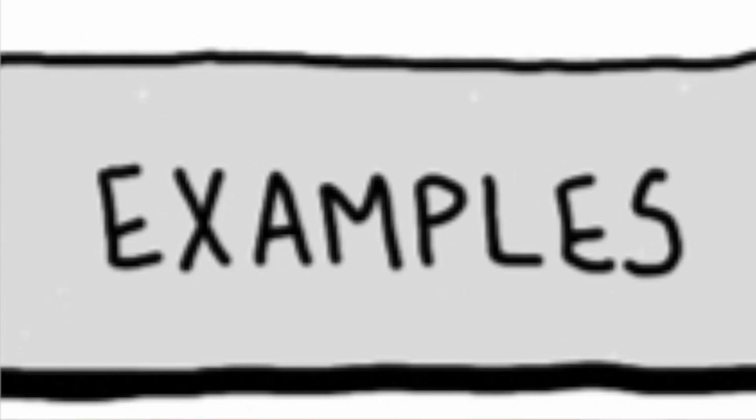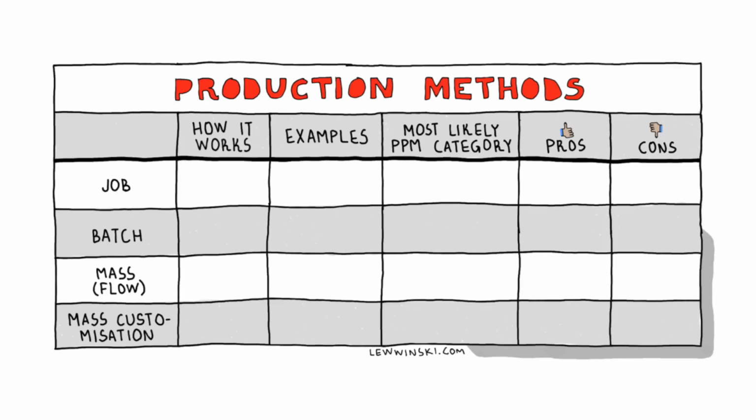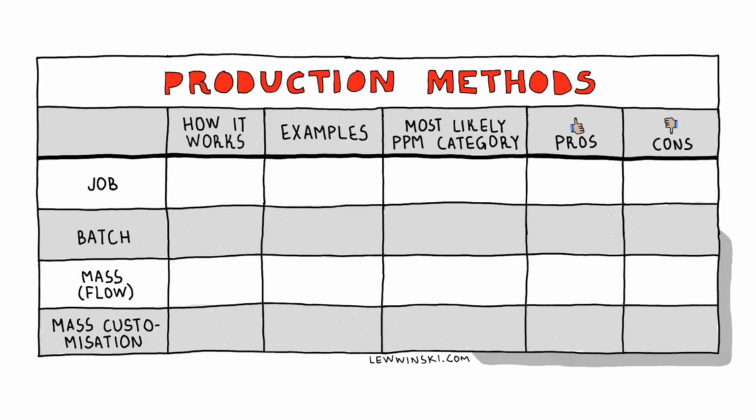In order to achieve this objective, you're supposed to understand a few things about every method of production. So I'm suggesting again to keep you busy and to fill in this table. For each method of production, please understand and make a note of how it works, of some examples, of the most likely product perception map category. If you forgot what product perception map or PPM is, then please review class 4.2, and also understand and make a note of pros and cons of each production method.